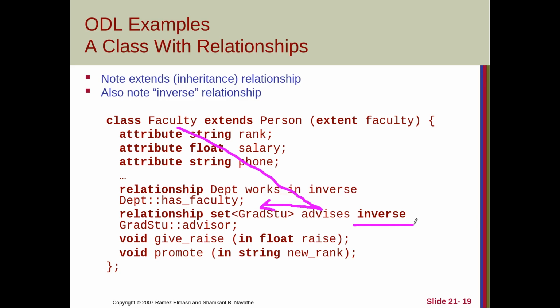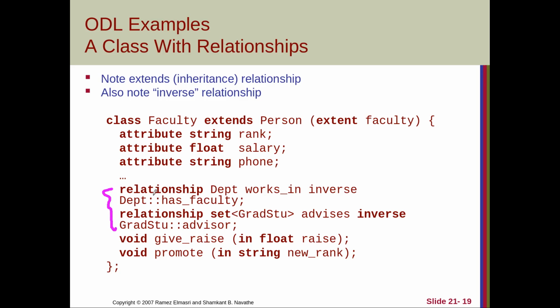Now the inverse of that is graduate student has advisor, or some graduate student is associated with an advisor. That is the inverse relationship. A graduate student is having an advisor from the faculty class. Faculty advises graduate students. Similarly, graduate students has advisor from faculty class. So this is the way in which we are specifying relationships.